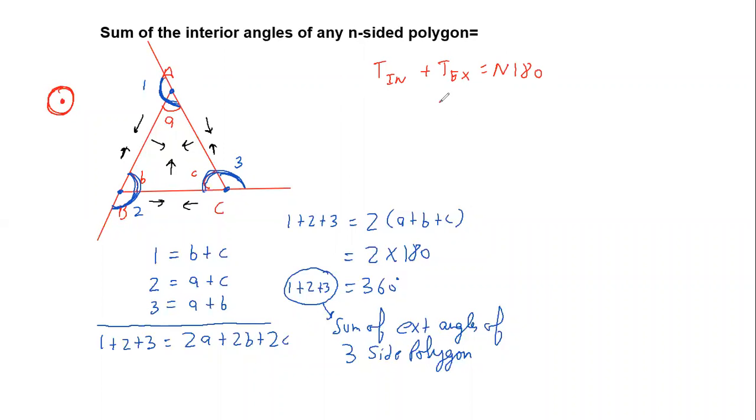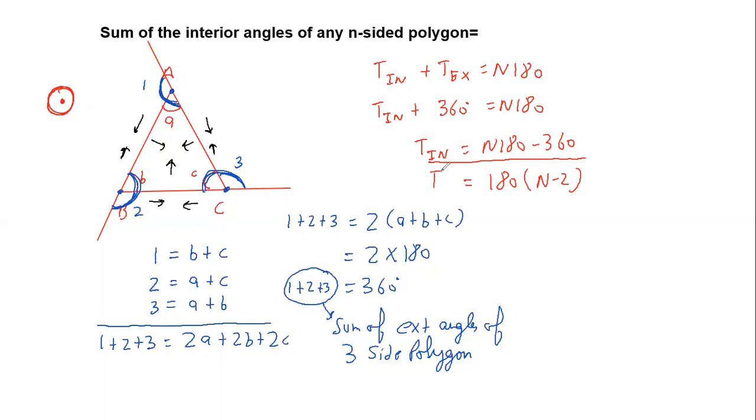I just proved that the total exterior angle is always 360. I'm concerned with total interior this time. So total interior angle for any n side polygon comes out to be n times 180 minus 360. So if I take 180 common, that's n minus 2 times 180. So this is the formula for the total of interior angles for any n side polygon. So I can say n minus 2 times 180 degrees.